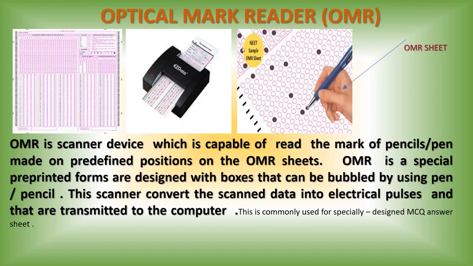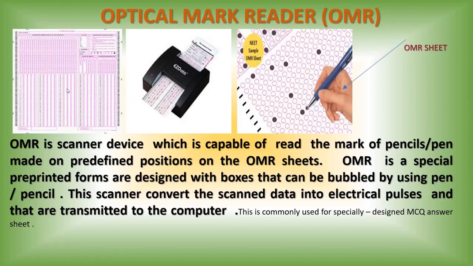OMR is a special type of predefined form. So this is OMR. This sheet is known as an OMR sheet. It is a predefined, pre-printed form designed with boxes or circles that can be bubbled by using a pen or pencil. This scanner converts the scanned data into electrical pulses and transmits them to the system.